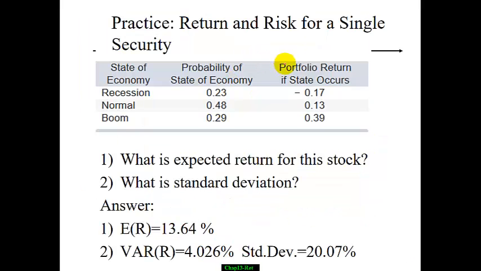Here, I listed another example for your practice. For one single security, we have three economies, the probability, and the return under each economy. I want you to practice finding the expected return for this stock and the variance and standard deviation for this stock.